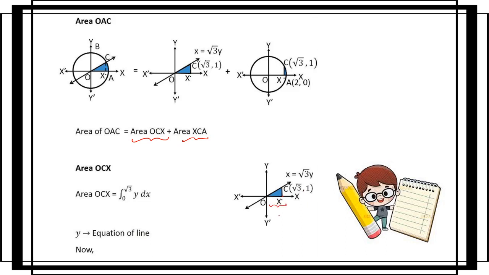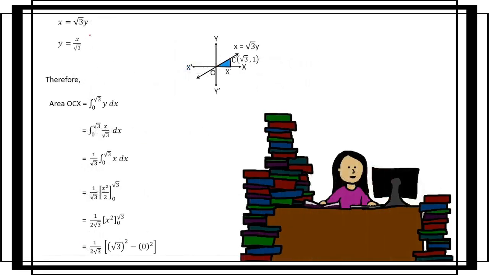So how much is this distance? This is root 3 on the x-axis. So integral 0 to root 3 of y dx. What is y here? y is a straight line, right? So we will take the value of y from the equation of the line. So what is the equation of the line? The equation of the line was this. Take the value of y from here, x by root 3. Put the value here and after that integrate, apply the limits and get the area. We have got this area.